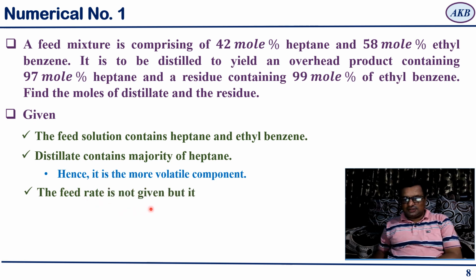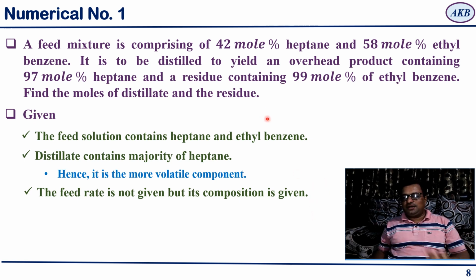The feed rate is not given, but its composition is given. Again, this is important to note. Here, the molar flow rate of feed, or moles of feed, is not given. But what is known to us is its composition. We know that the feed contains 42 mole percent heptane and 58 mole percent ethyl benzene.